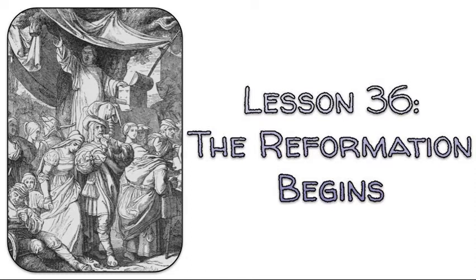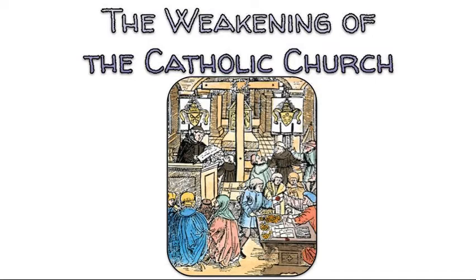In this lesson, you'll learn about the factors that weakened the Roman Catholic Church and how a German priest, Martin Luther, ignited a movement that ended the religious unity of Europe. All right, so looking at section 1, the weakening of the Catholic Church. By the late Middle Ages, two major problems were weakening the Roman Catholic Church. The first was worldliness and corruption within the Church, and the second was political conflict between the Pope and European monarchs.